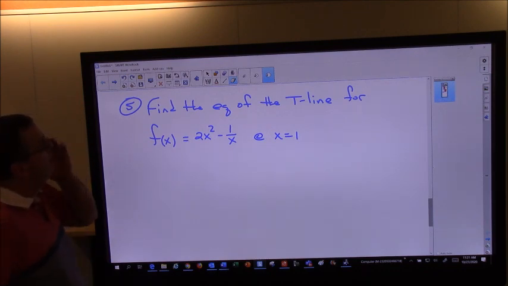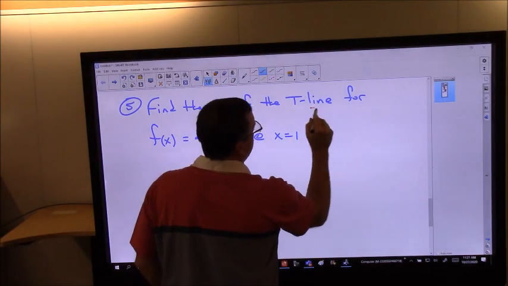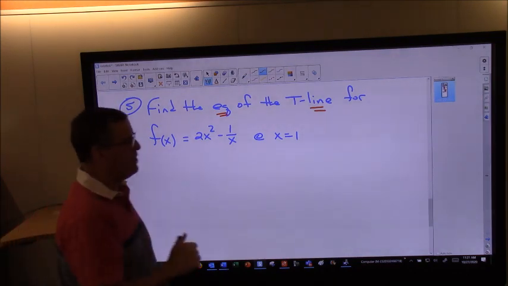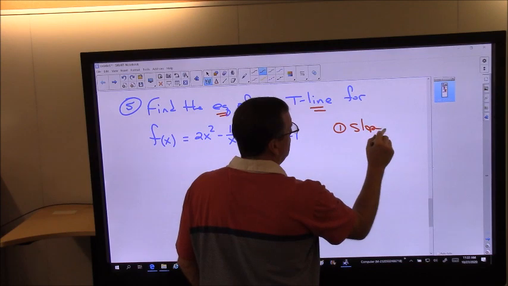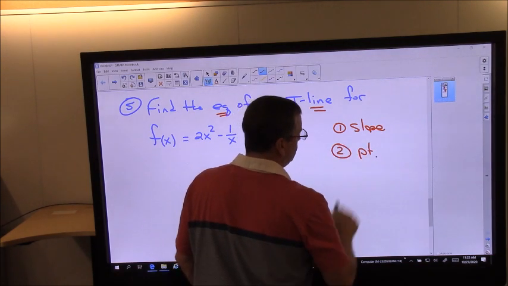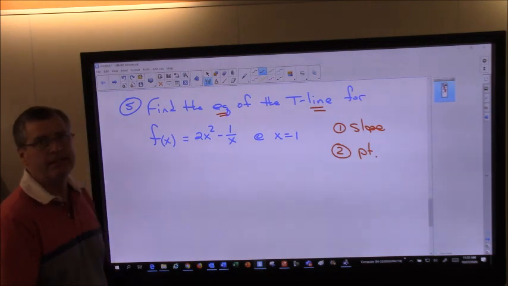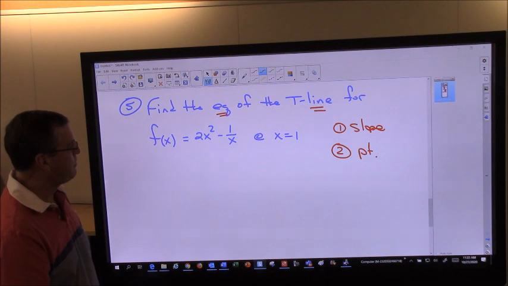All right, so the moment I see these words right here, equation of a line, in my head I'm thinking there's two things that I need to know. I need a slope, I need a point. Once I have those, this is an easy problem, okay? And it's really not even that hard to begin with, especially now that we've got a shortcut.